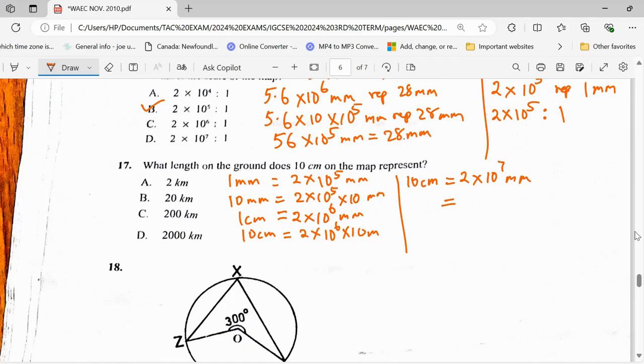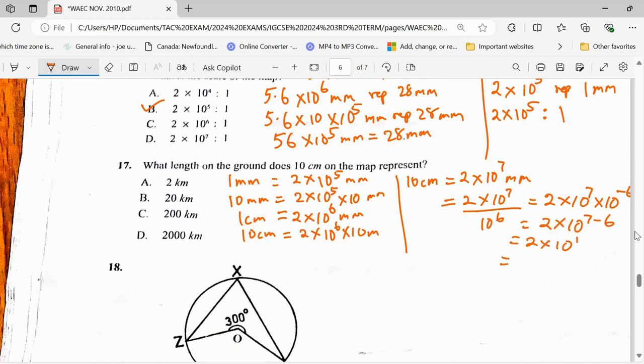So here, I'm going to have 2 times 10 raised to the power 7 all over 10 raised to the power 6, which is dividing by 1 million. 2 times 10 raised to the power 7, then this is times 10 raised to the power minus 6, bringing it up. That's 2 times 10 raised to the power 7 minus 6. That gives us 2 times 10 raised to the power 1.